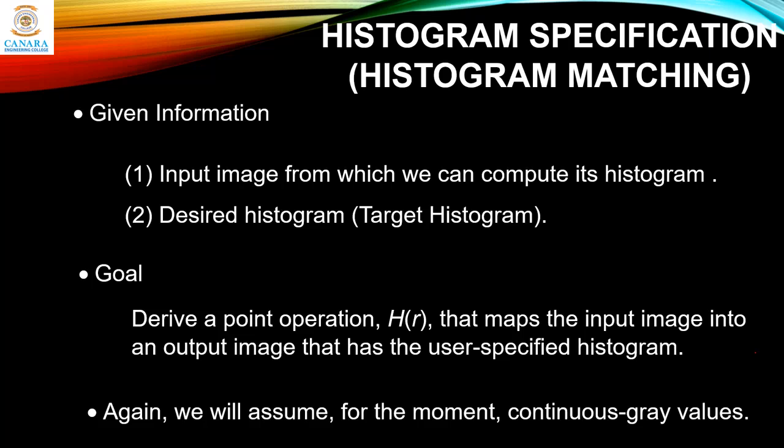So look at the goal here. We need to derive a point operation. We are still doing the point operation here. H of r, the point operator h of r that maps the input image into an output image that has the user specified histogram. So this is the user specified or desired histogram. We need to derive the point operator h of r that maps this input image histogram into an output image that has the user specified histogram. So this is the goal for histogram matching.